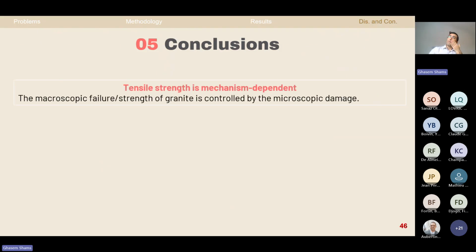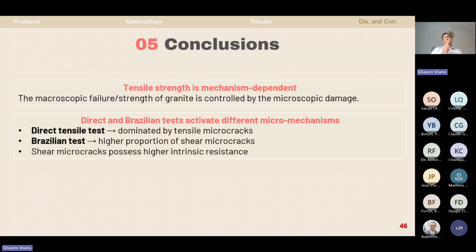And as a conclusion, I repeat this, tensile strength is mechanism dependent. It's not just a single inherent material property. The macroscopic failure strength of granite or mortar granite is controlled by the microscopic damage. And direct and Brazilian tests activate different micro mechanisms. As we see, direct tensile test is dominated by tensile microcracks, while Brazilian test had a higher proportion of shear microcracks.